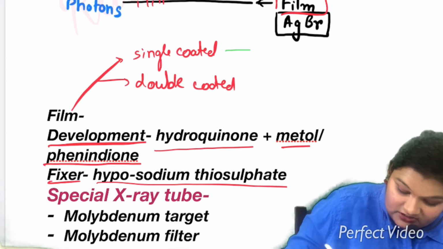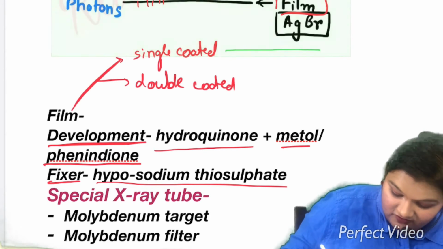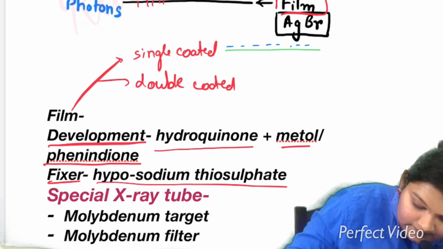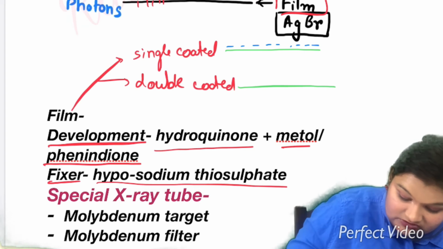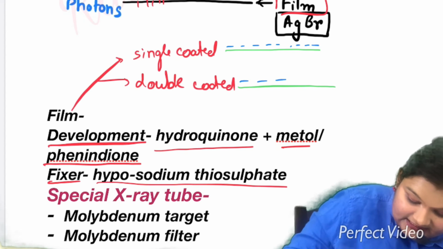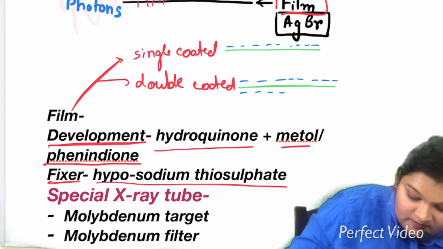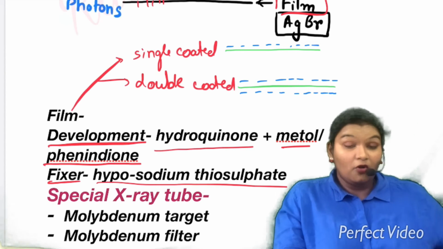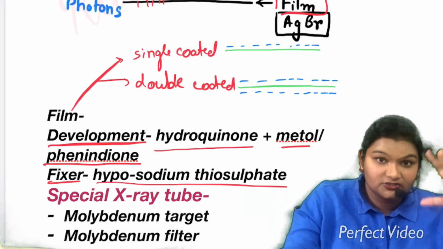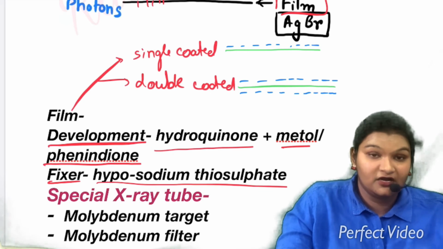So considering this is a cassette, we have our film above it. This is our film, a single coated film. And suppose this is our cassette, it has a screen above and it has a screen below. So what is the advantage and disadvantage of single and double coated film, and where are those used?